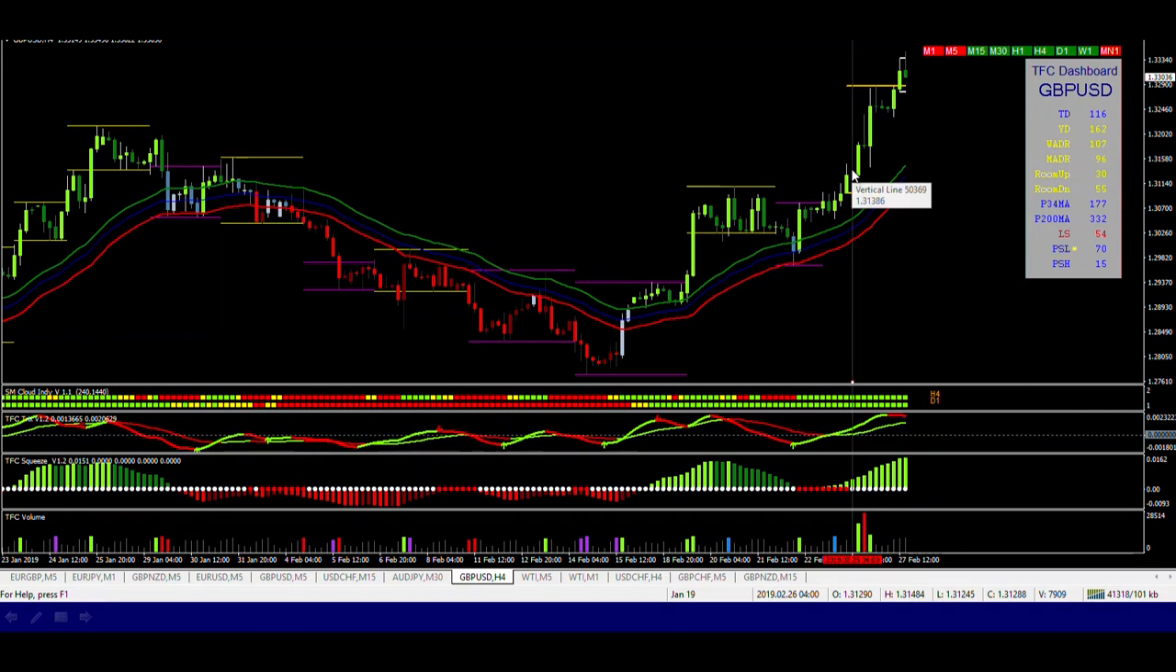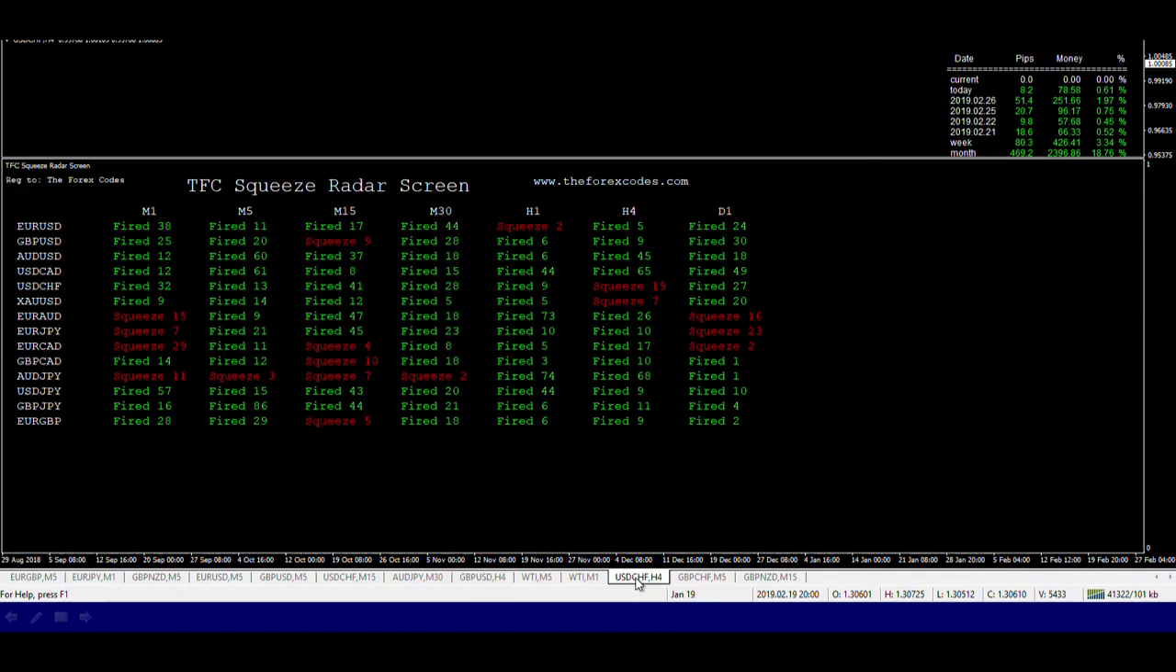But look, you can't be everywhere, can you? You can't be everywhere. So how can you see these squeezes setting up and firing off on 10, 15 different currency pairs and 5 different time frames? How do you do it? This is how you do it, folks, with the TFC Squeeze Radar Screen.